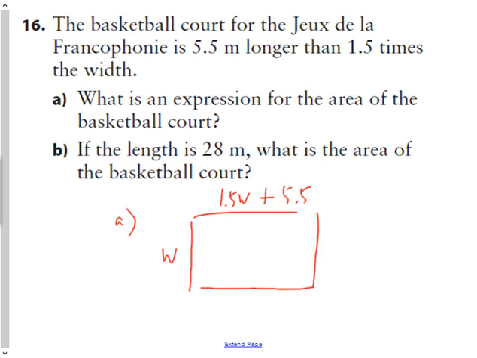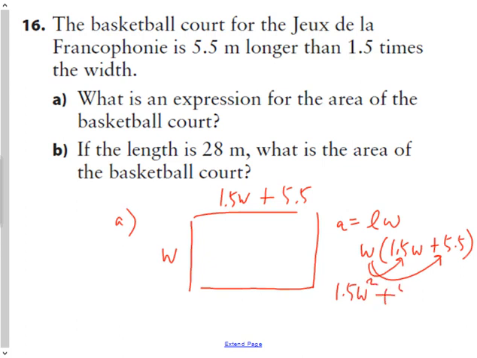So the first thing you needed to do is be able to draw that based on the words, which was tough. And then A says, what is an expression for the area of a basketball court? So the area, same as all the other rectangles, is length times width, or W multiplied by 1.5W plus 5.5, which when I expand it with the distributive property will be 1.5W squared plus 5.5W. And therefore, the area is that.